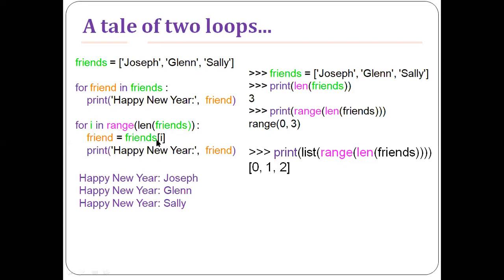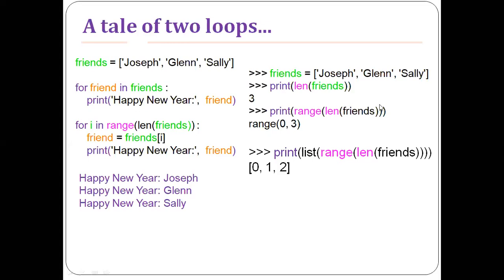It becomes friends of 0. Now it's going to print the value as friend Joseph. In the second iteration, the range value will be 1, so friends of 1, which is nothing but Glenn. And in the third iteration the range is 2, so it is going to print the value as Sally. This is how you can make use of the range function.